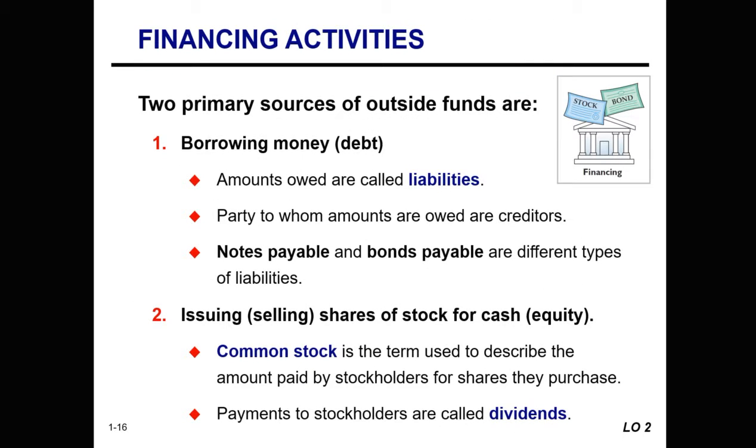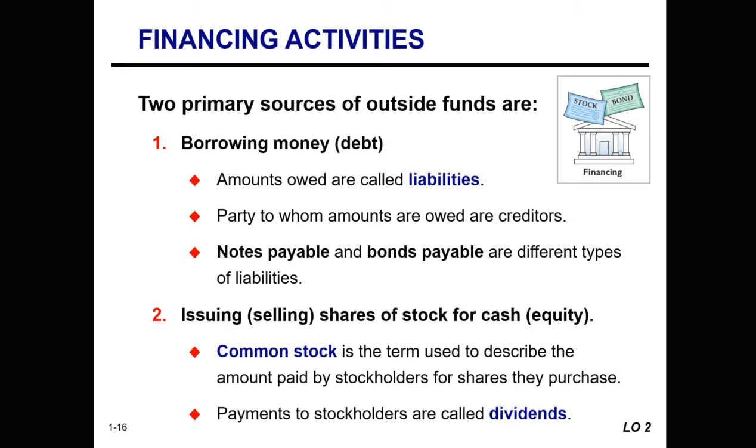Financing activities is one of the 3 basic types of activities that businesses engage in. With a financing activity, cash is going to be obtained from outside sources to start a business or expand a business. The 2 primary sources are either borrowing from creditors, which creates liabilities, so this is debt.